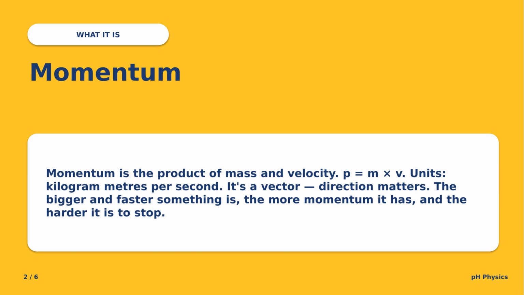Momentum is the product of mass and velocity. P equals m times v. Units: kilograms, meters per second. It's a vector. Direction matters. The bigger and faster something is, the more momentum it has, and the harder it is to stop.